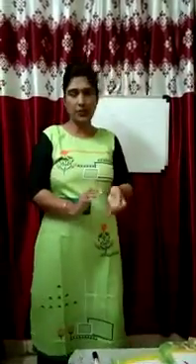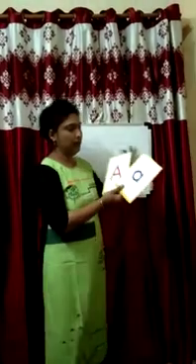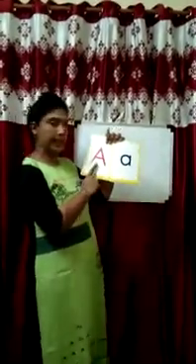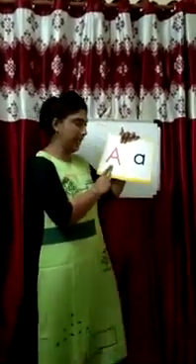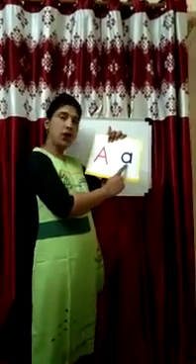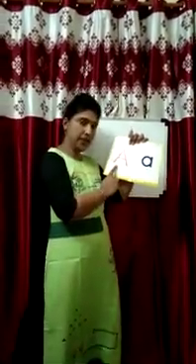So kids, I hope you revised your previous lesson at home. So kids, let's we start our new session. So see, here is alphabet A. This is capital A and this is small a.